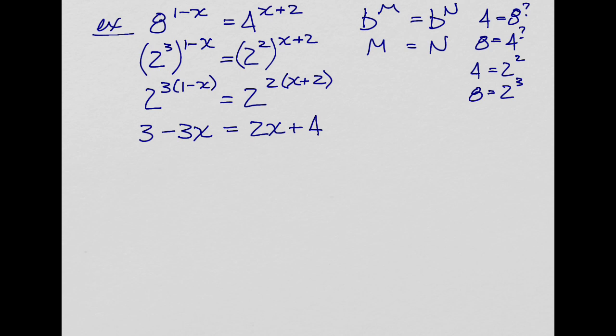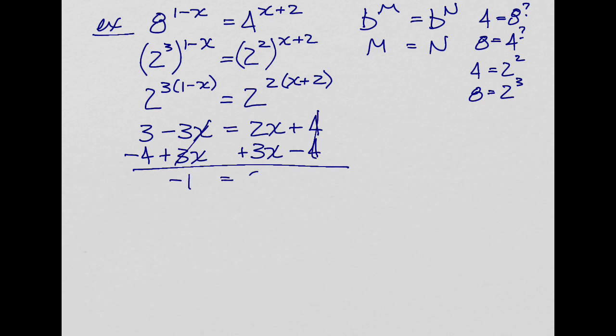I'm going to go ahead and add 3x to both sides to get all of my x's to the right. And at the same time, I'm going to subtract the 4 over here so that I put all the numbers on the left side of the equal sign. So those are going to add up to 0. Those are going to add up to 0. On the left, I have negative 1. On the right, I have 5x. We'll divide by 5 on both sides. And I have x equals negative 1/5. There, we did it.